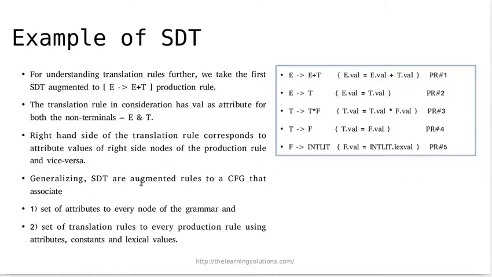SDT are augmented rules to the CFG, which associate a set of attributes to every node. So E, T, F are the nodes in this grammar. We will consider an attribute of these non-terminal symbols and associate some rules to them, and a set of translation rules to every production rule using attributes, constants or lexical values. So every production rule is applied with some translation rule. First apply a rule to the attribute of every non-terminal symbol, and then apply the semantic rule to every production in the given grammar.